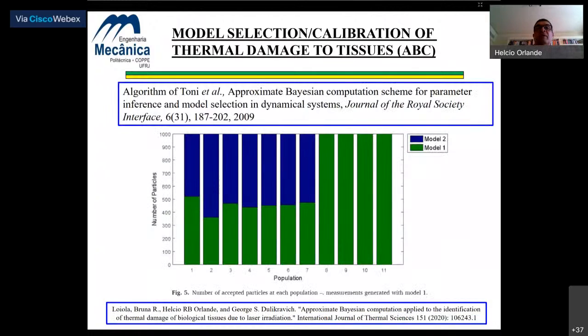So we applied this algorithm of Tony et al. for the simultaneous model selection and model calibration, but in this case we have used simulated measurements. The simulated measurements were generated with the Arrhenius model, model 1, and both the Arrhenius model and the 2-state model competed here in the first iteration of this algorithm. But we can see that eventually only the correct model was selected from iteration 8 onwards. But some iterations were required for the correct model calibration.